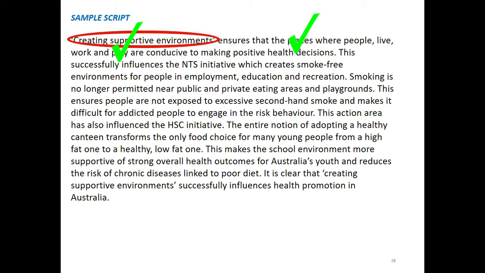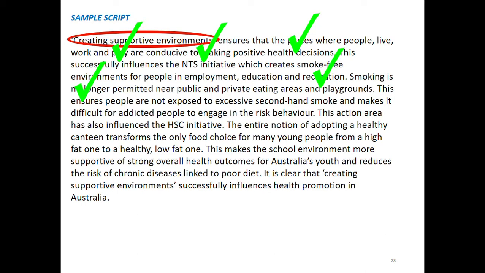Influences the National Tobacco Strategy, that's NTS, National Tobacco Strategy initiative, which creates smoke-free environments for people in employment, education and recreation. Here's an example: smoking is no longer permitted near public and private eating areas and playgrounds. This ensures, as an argument, people are not exposed to excessive secondhand smoke and makes it difficult for addicted people to engage in the risky behaviour.